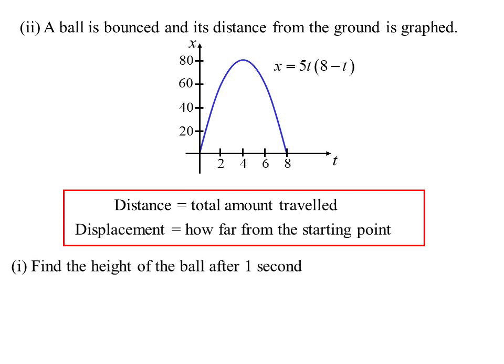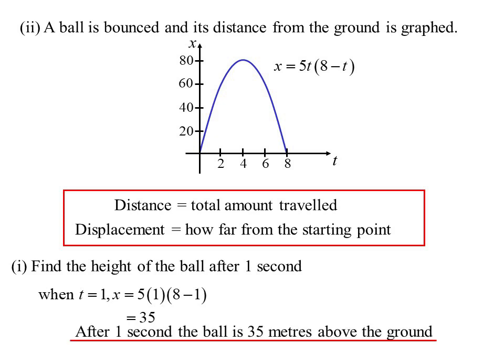Now I don't actually need the graph, because if I've got the formula, I can substitute it. So t equals 1, x would be 35. So I know after 1 second, the ball is 35 metres above the ground. When you're answering these sorts of questions, that's exactly what you should do. I personally wouldn't leave it as x equals 35. That's just the maths I use to find the answer. If they're asking me a question, I answer the question. So after 1 second, the ball is 35 metres above the ground.